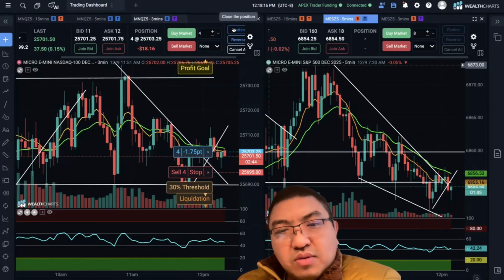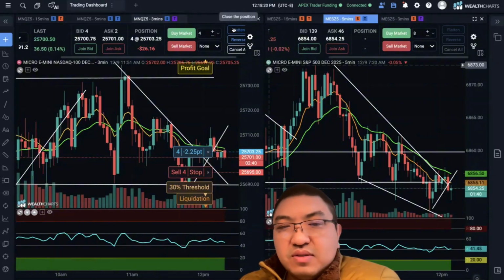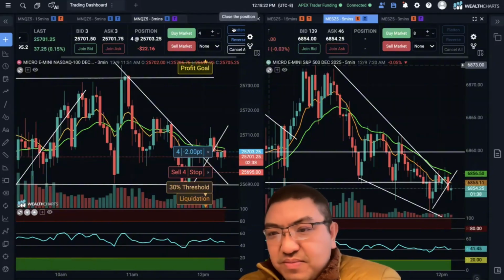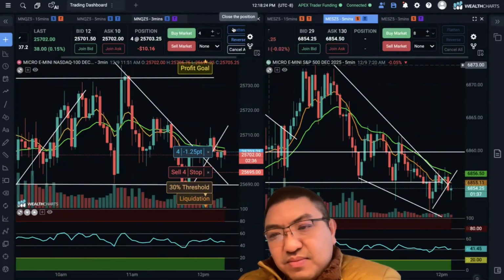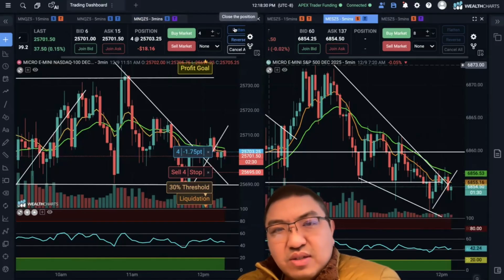Oh, it looks like EMA 21 is effectively defending. But for the 5-minute chart, it shows strong rejection.